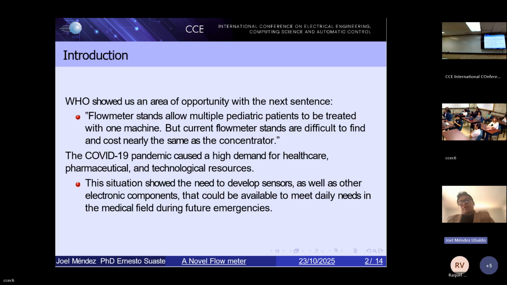And this paper presents preliminary results, preliminary advancements about a novel, low-cost flow meter. Next, please.